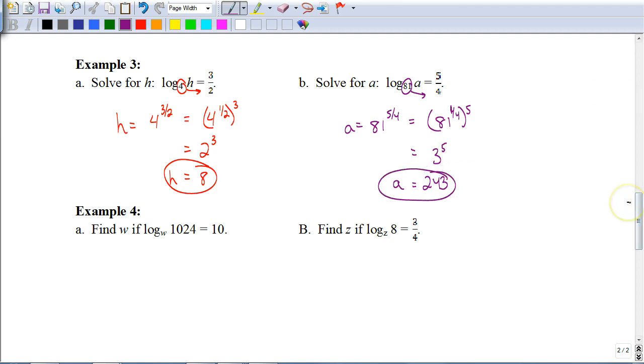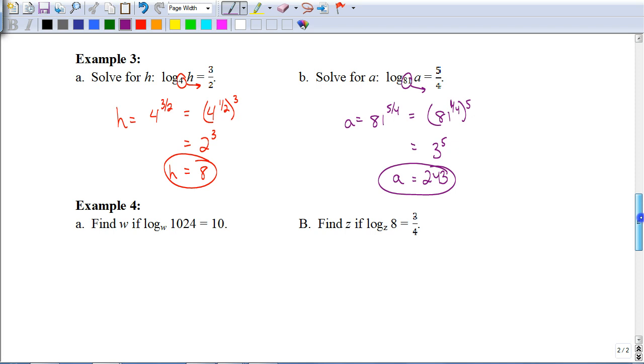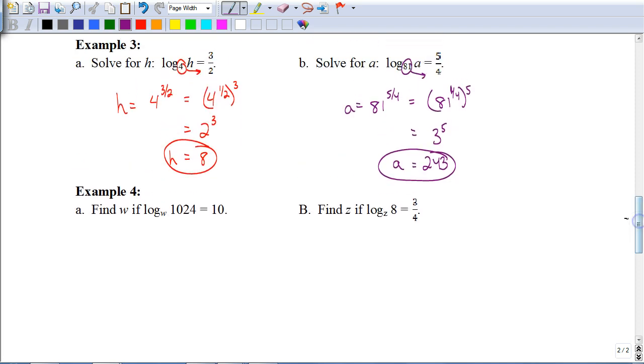So that's how you do those situations where we have the log with a base of a value that I don't know, equaling our exponent. Change it to exponential form. What about this one? Find w if the log base w of 1024 equals 10. This time I know my exponent's 10, but I don't know what the base is. Still, if you're stuck, put it in exponential form.